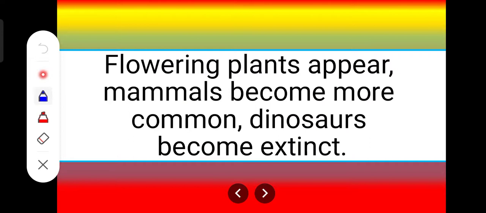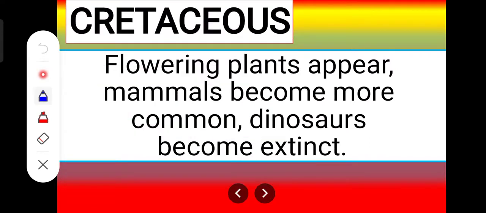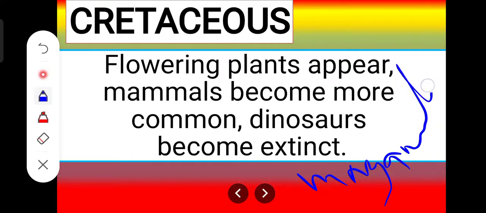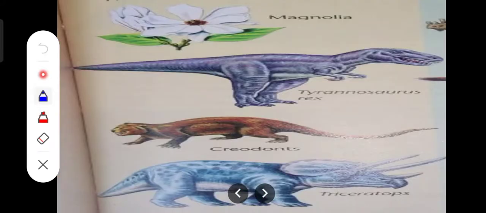Next period is the Cretaceous. So flowering plants appear, mammals become more common, and dinosaurs become extinct. So, under the Cretaceous, we have here the presence of the first mammal. So, the first mammal is the Morganucodon. Okay, Morganucodon. The first mammal. And we have also the first flowering plants.